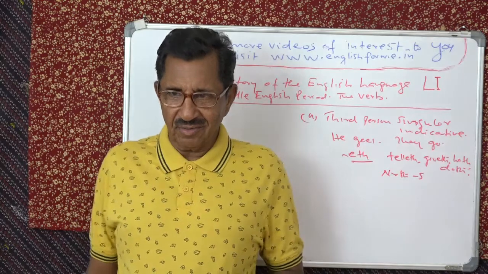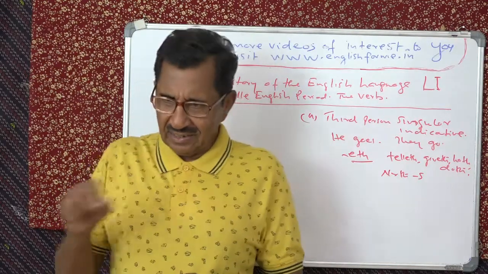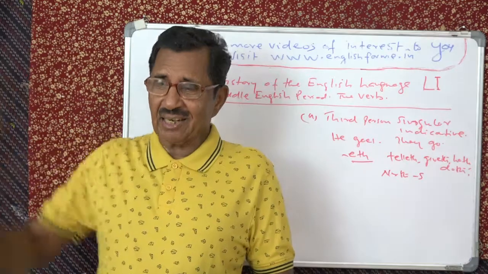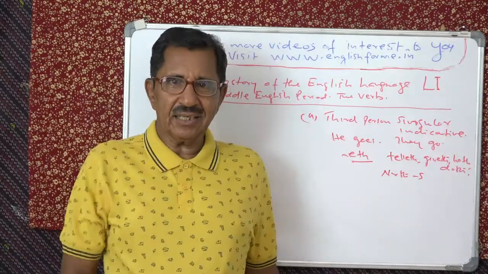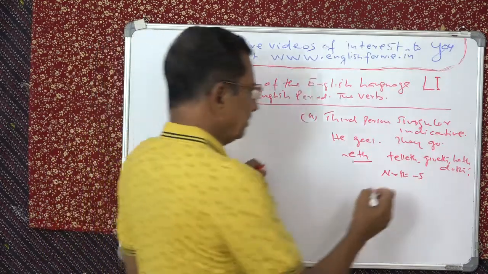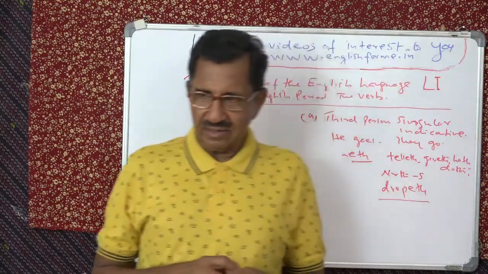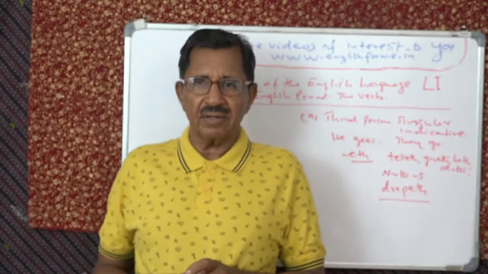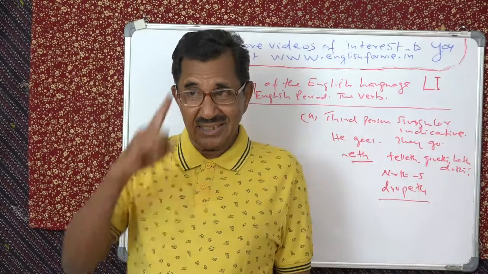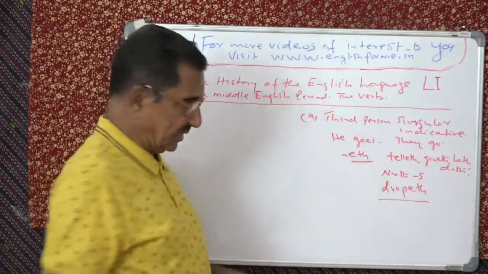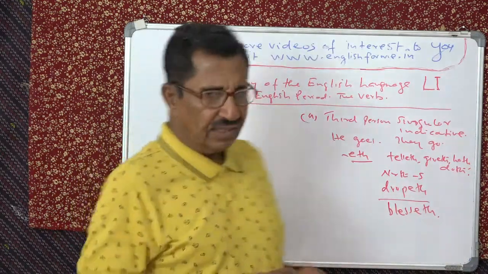This eth ending, you can see Shakespeare uses in the speech on mercy, no? What does he say? You remember that? The quality of mercy is not strained. Next line is, it droppeth as a gentle rain from heaven. Droppeth. And then he says, upon the place beneath, it is twice blessed. It blesseth him that gives and him that takes. Blesseth. So Shakespeare uses that. Droppeth and blesseth. These are very famous lines.